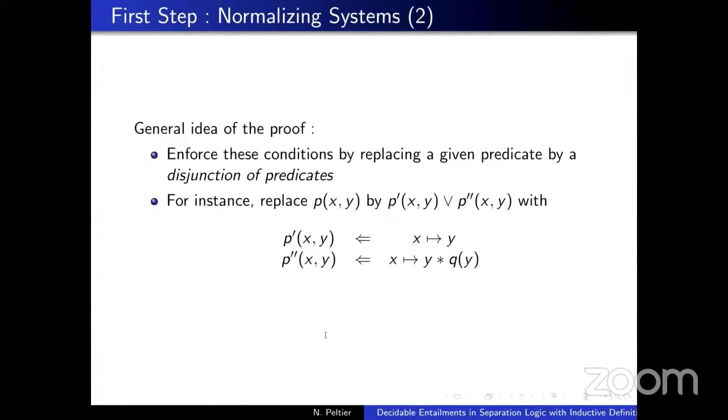The general idea to enforce these conditions is simply to replace a given predicate by a disjunction of predicates. For instance, in the previous example, we can replace predicate B by a disjunction of two predicates defined by appropriate rules.